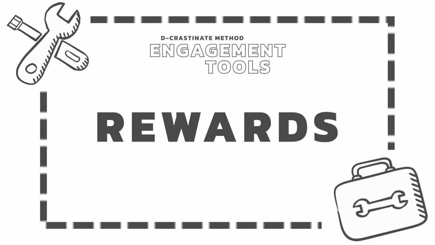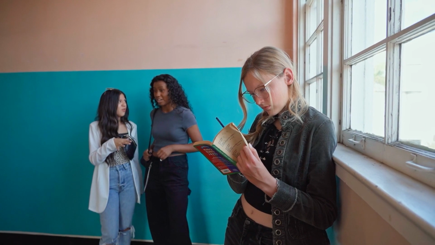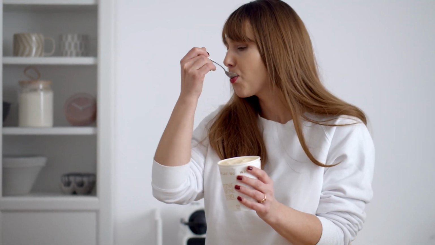The first are rewards. Try identifying or creating a reward system for you if you hit certain goals, like not using social media in school for a week. You could reward yourself by having ice cream or whatever it is that gives you joy and pleasure.